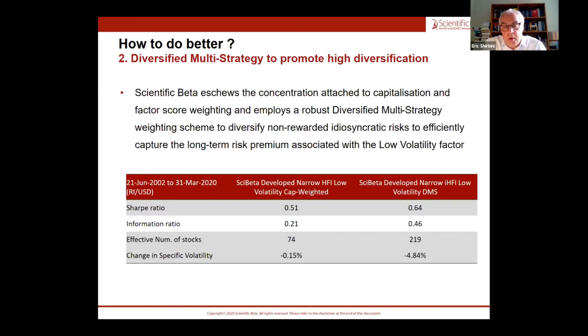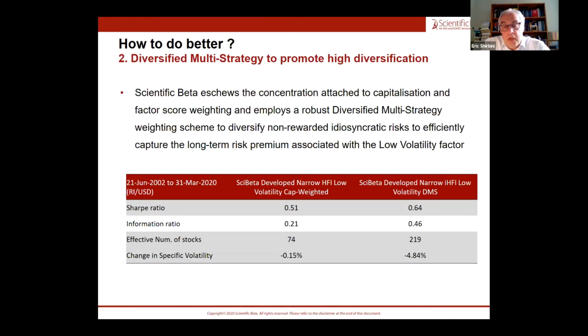You can see you actually end up with better absolute and relative risk-adjusted return. But the really interesting part is the change in specific volatility. So you can see that a strategy that uses a more diversified stock weighting scheme, the change in specific volatility is minus 4%. What does this mean?